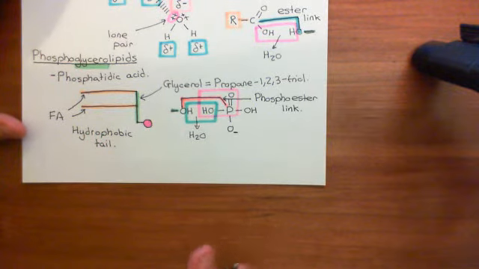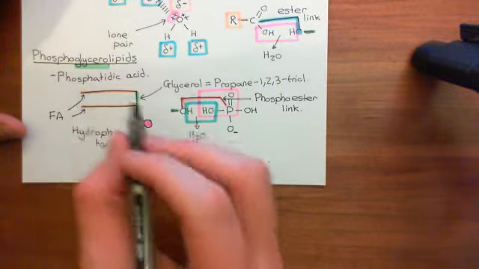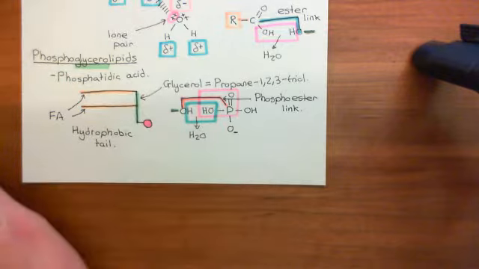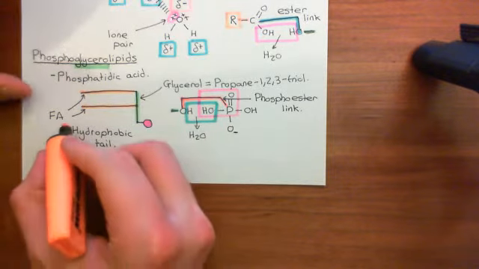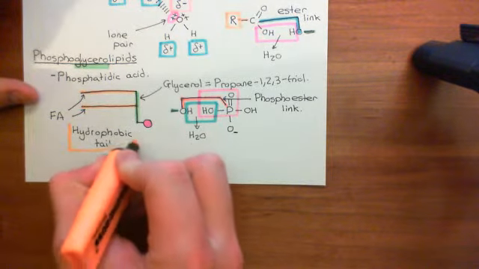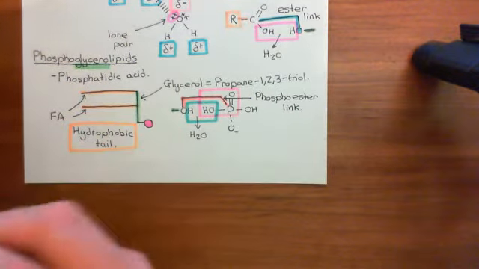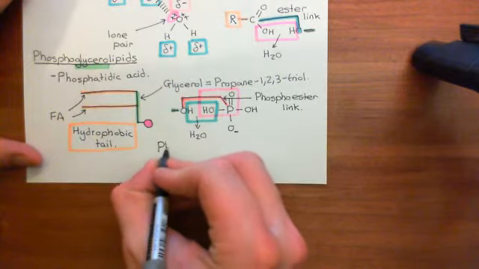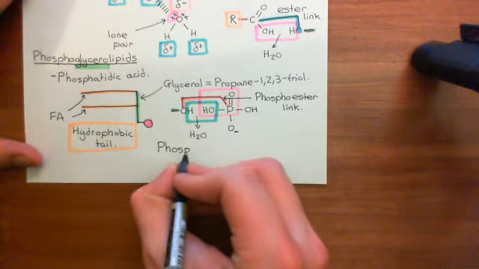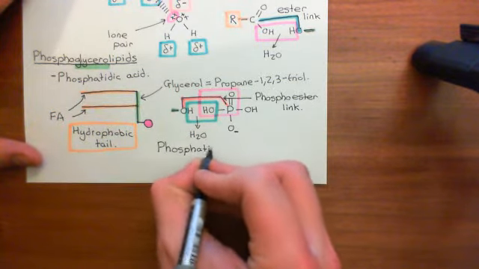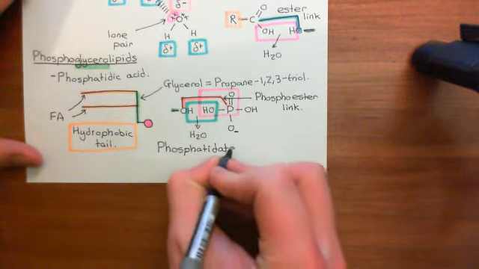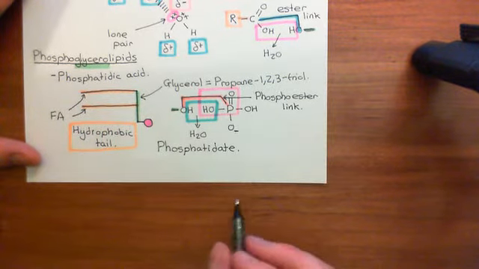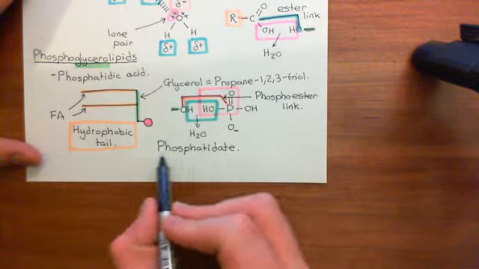The next thing I want to discuss is what the difference between phosphatidic acid and phosphatidate is. Okay, so I'll just highlight this hydrophobic tail in orange. And then we'll discuss what is the difference between phosphatidic acid and this other name, phosphatidate. Because people generally don't talk that much about phosphatidic acid. If they're going to talk about it, they talk about phosphatidate.